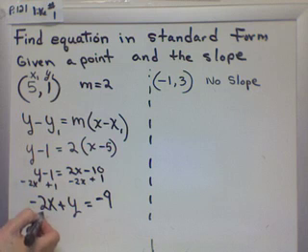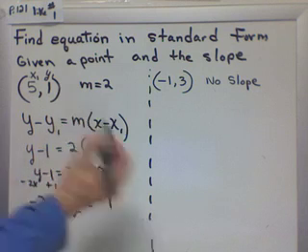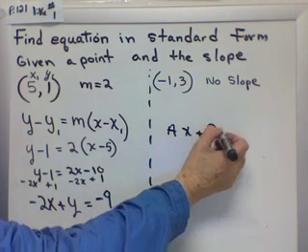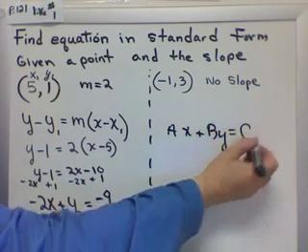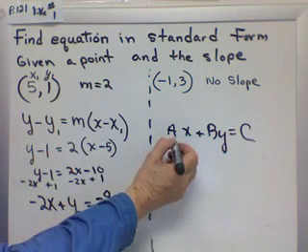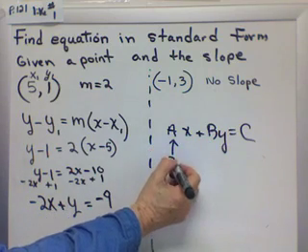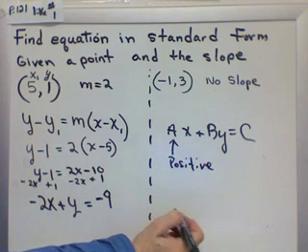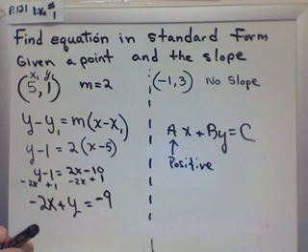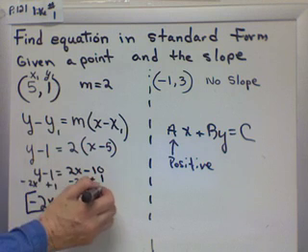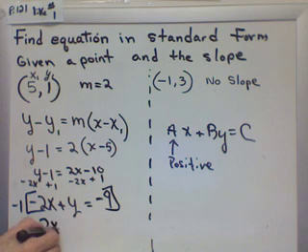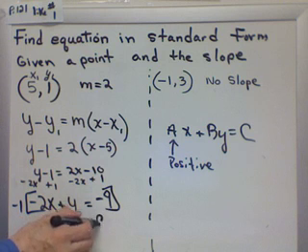Standard form has x first, and standard form really looks like this: ax plus by equals c. With two technical difficulties. The a has to be positive, and no fractions. Is the a positive? Nope. What do? Simple fix. Multiply the whole thing by negative 1. And then I get 2x minus y equals 9.